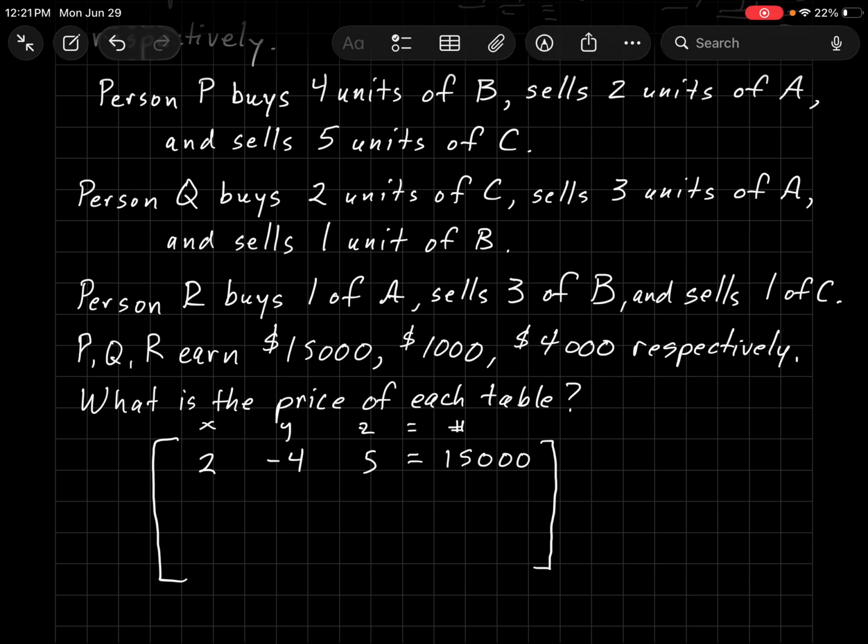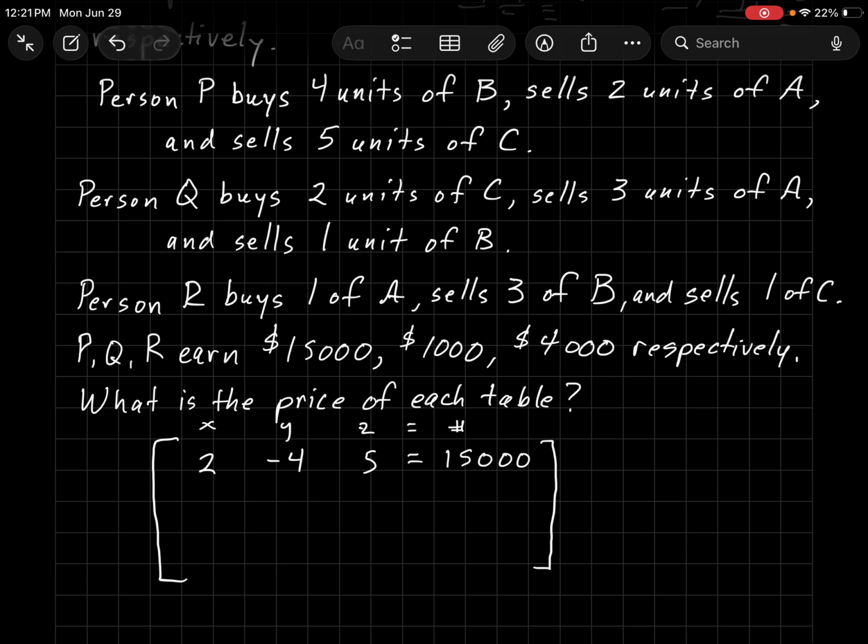So here's the tricky part, if you would. Why are my X and Z positive, but my Y negative? Well, think in the context of the problem. If a person is earning money, they earn money when they sell something, and they lose money when they buy something. Do you see now why the A and C will be positive? That is, the X and Z will be positive, but the B or the Y will be negative. If so, see if you can write the next two equations.